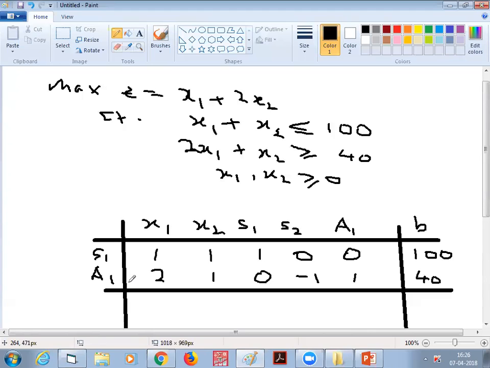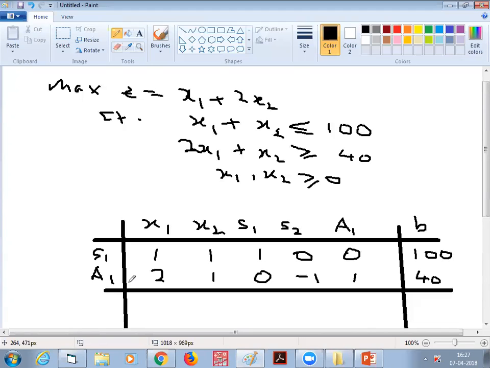Yes or no? But what is this point? At this point, what is the value of x1? x1 is 0. What is the value of x2? x2 is also 0. So at this point, x1 and x2 are both 0. But as you can see, x1 and x2 both equal to 0 will not satisfy this constraint. So, to start with, this basic feasible solution is not even feasible.